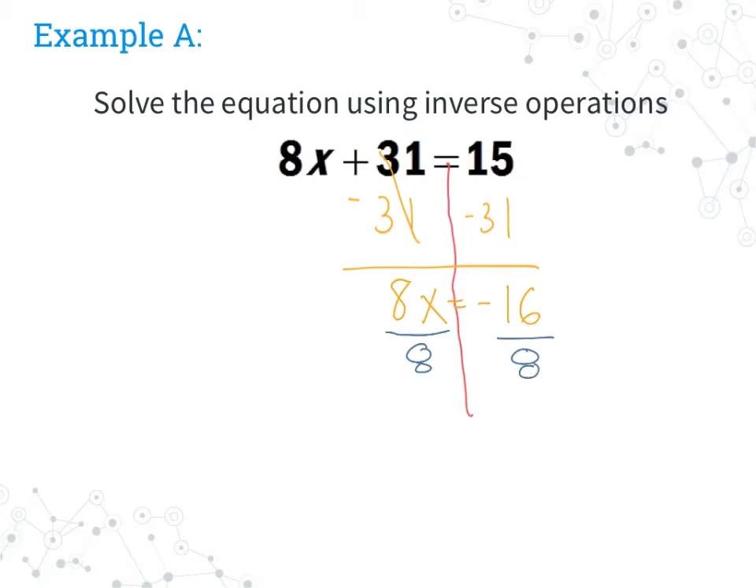8 divided by 8 is going to give me 1, or 1x. So I can just write x. You don't have to write the 1. Negative 16 divided by 8. A negative divided by a positive is going to be a negative. And 16 divided by 8 is 2. Again, if you don't know your integer rules, feel free to use your calculator. Now I'm going to put a box around my x equals negative 2 because that is the right answer, and I want it to be easily found on my paper. Let's go on to the next one.